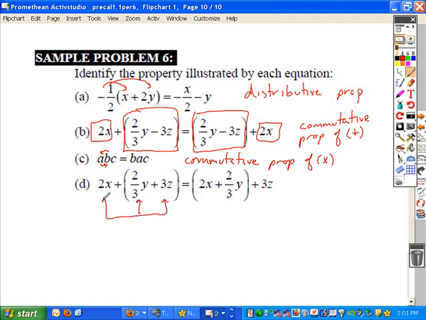And then the final question. Here, the terms stay in the exact same order: 2x, then 2/3 y, then 3z. The only thing that changes is the grouping symbol, so that's an example of the associative property, in this case of addition. Good. Okay. Really, other than using your calculator to calculate values, that's all this second section involves.